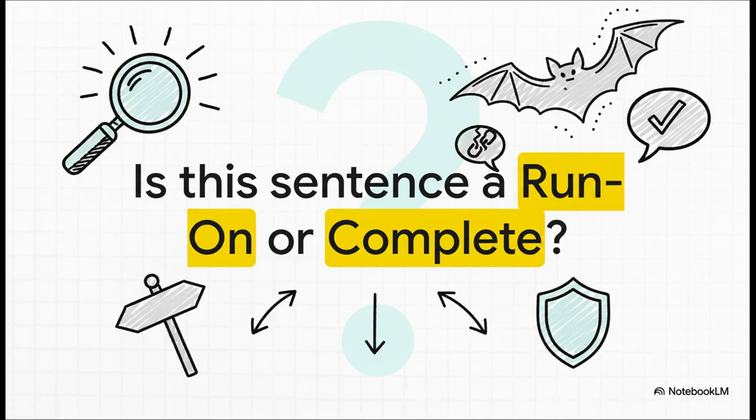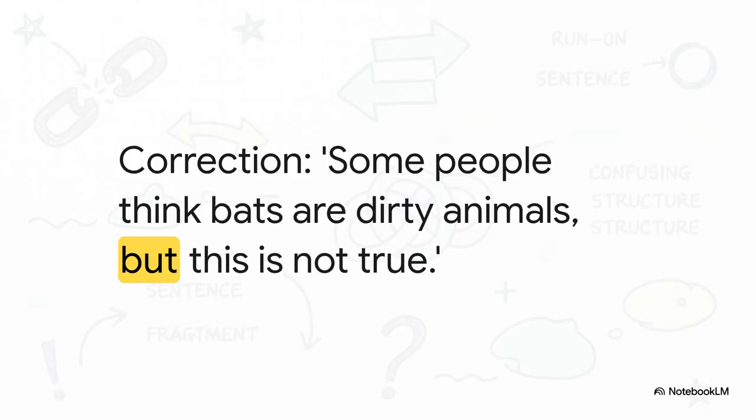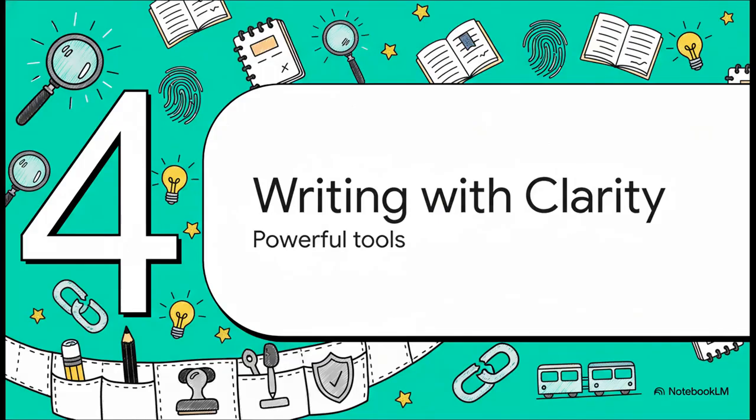All right, detective, time for a little pop quiz. Let's test those skills. Take a look at this sentence. Some people think bats are dirty animals this is not true. So, what do you think? Is this a runaway run-on, or is it a complete correct sentence? If you spotted those two separate ideas clashing, you are absolutely right. It's a run-on. The first idea is, some people think bats are dirty animals. The second is, this is not true. And we can easily fix it by connecting them with a comma and the word but. Fantastic work.